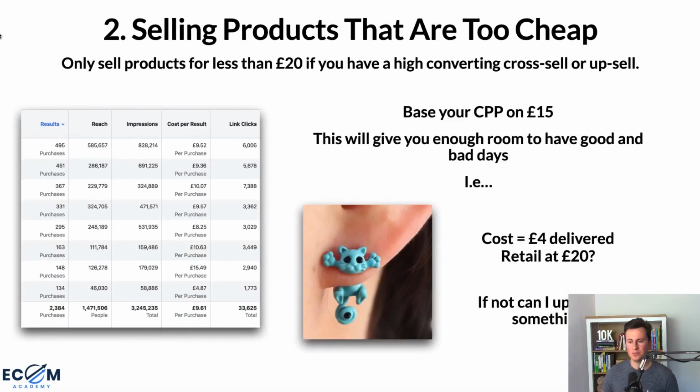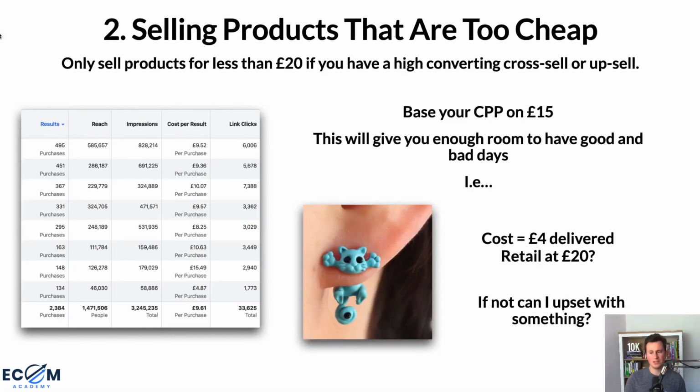That being said, let's move on to point number 2, which is selling products that are too cheap. This is again another common mistake I see people making. Only sell products for less than £20 if you have a high converting cross sell or upsell to bring up that average order value. To give you an example of why this is so important, here's a screenshot from one of my ad accounts.